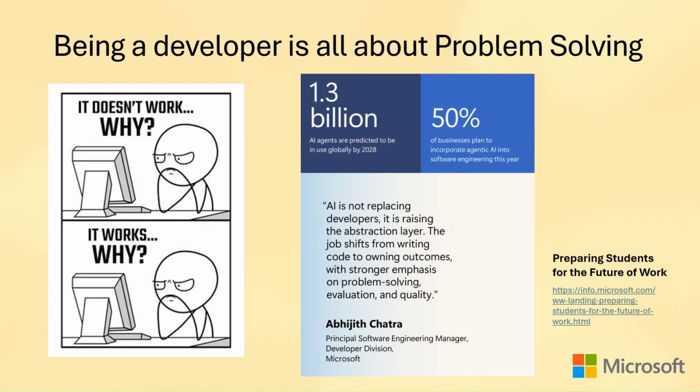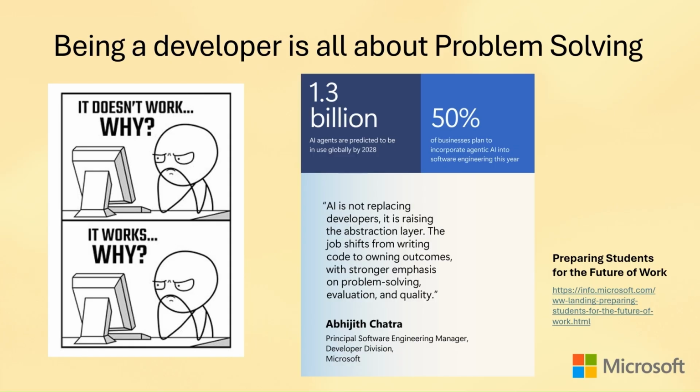This is taken from a report that Microsoft Education put out a couple months ago that speaks to how to prepare students for the future of work in this age of AI. And it is coming fast. 1.3 billion AI agents are predicted to be in use globally by 2028. 50% of businesses are planning to use AI for their software engineering, and where it is enabled, AI is writing 40% of the code for developers these days.